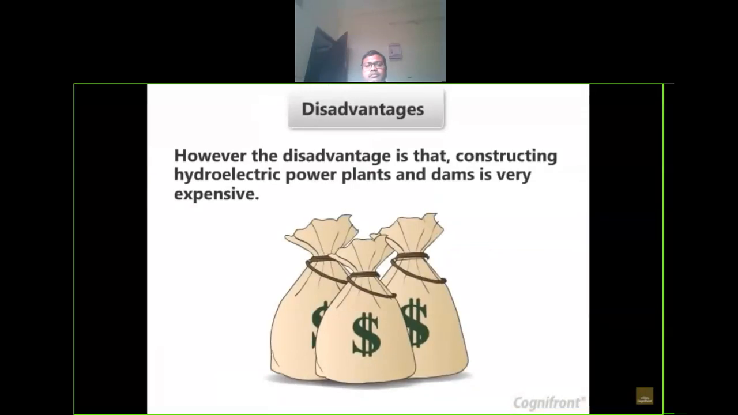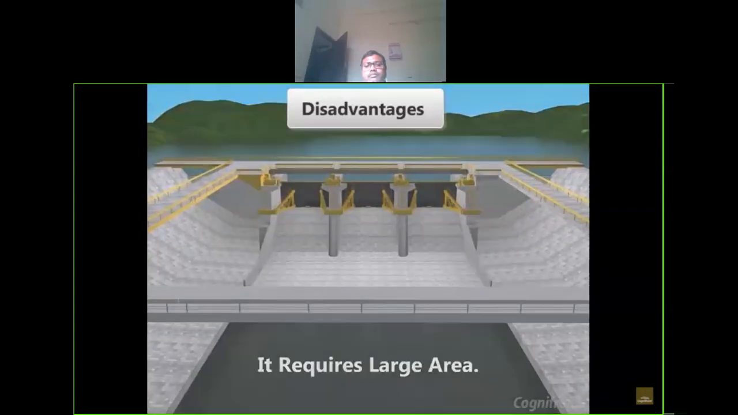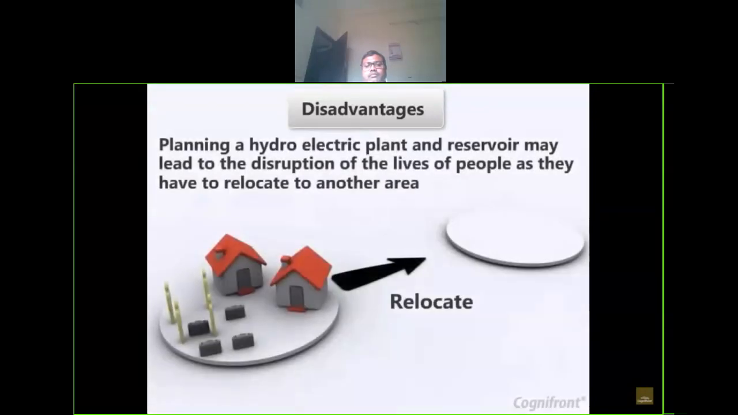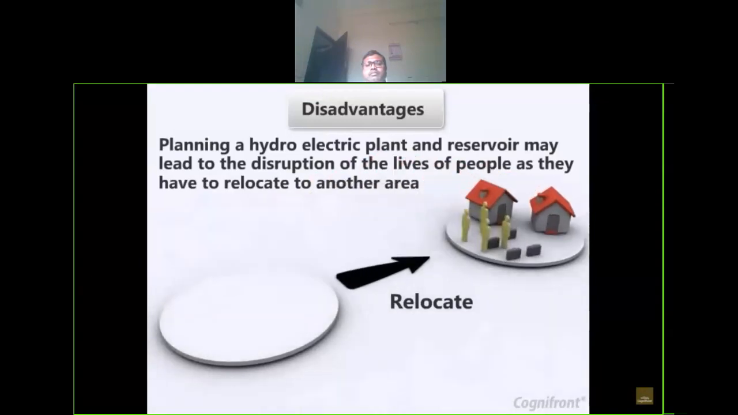However, the disadvantage is that constructing hydroelectric power plants and dams is very expensive. It requires large area. Another disadvantage is that planning a hydroelectric plant and reservoir may lead to the disruption of the lives of people living in that area as they have to relocate to another area.